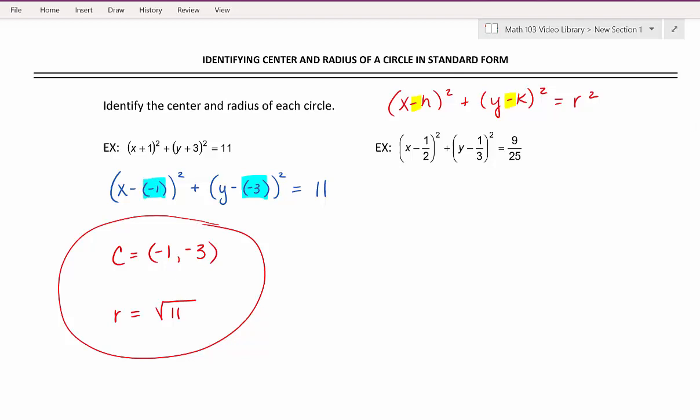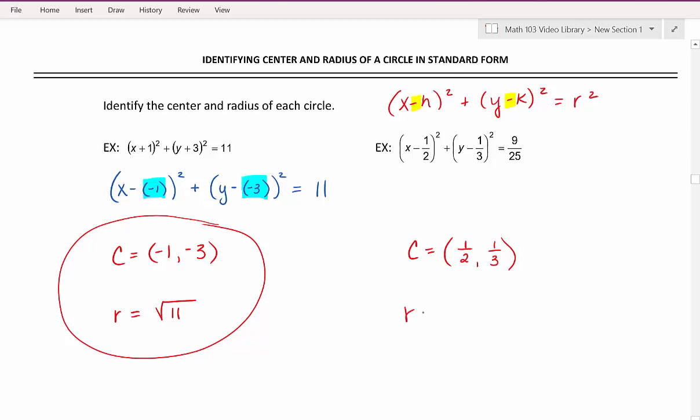Let's try the next example. (x minus 1/2) squared plus (y minus 1/3) squared equals 9/25. The coordinates for the center will always be the opposite of the signs that we see inside the parentheses. So I see minus 1/2 and minus 1/3. So our center will be positive 1/2 and positive 1/3.